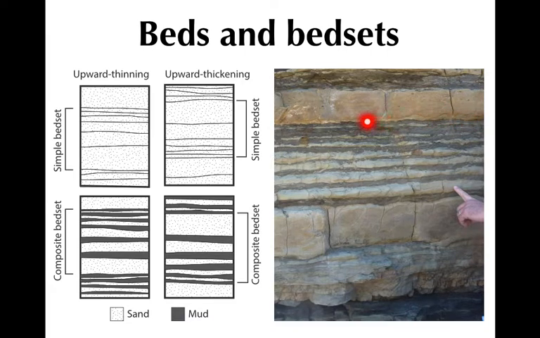So on the right here, we've got a bed set starting here and ending here. This would be an upward thinning composite bed set. Sand, mud, sand, mud, sand, mud, sand, mud, and the sandstone gets thinner and thinner and thinner as you go up. You'll notice that the same sort of thing is repeated, although not as clearly down here, and then there's another thick bed up here that does the same thing.